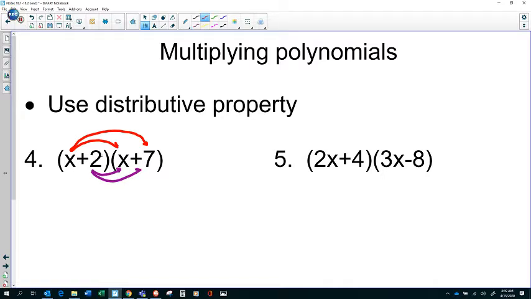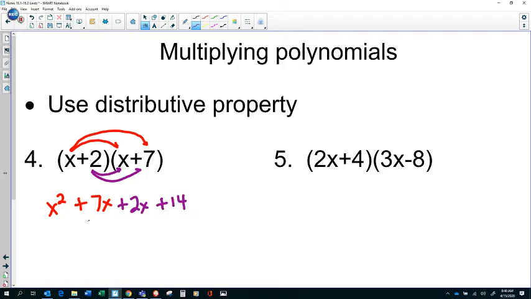So, I've got my x times my x. Again, that's 1 plus 1. That's going to be my x squared. Then I'm going to have x times a positive 7, which gives me positive 7x. Then, going to my 2, a positive 2 times x is going to be a positive 2x. And then I have my 2 times my positive 7 is going to give me a positive 14.